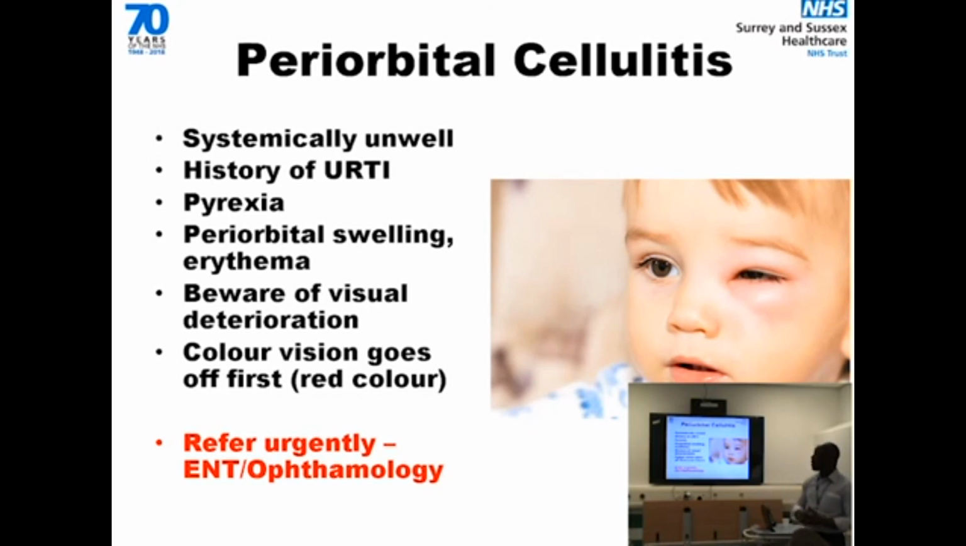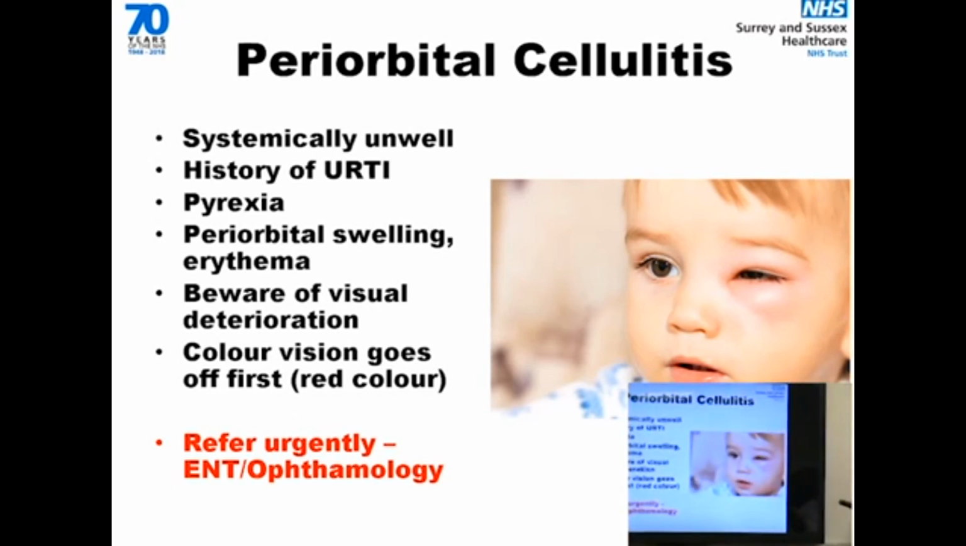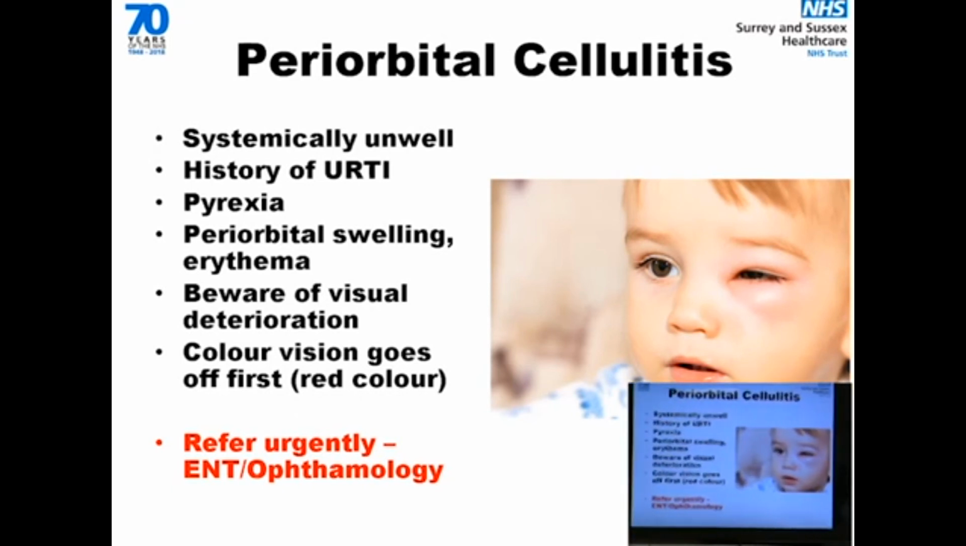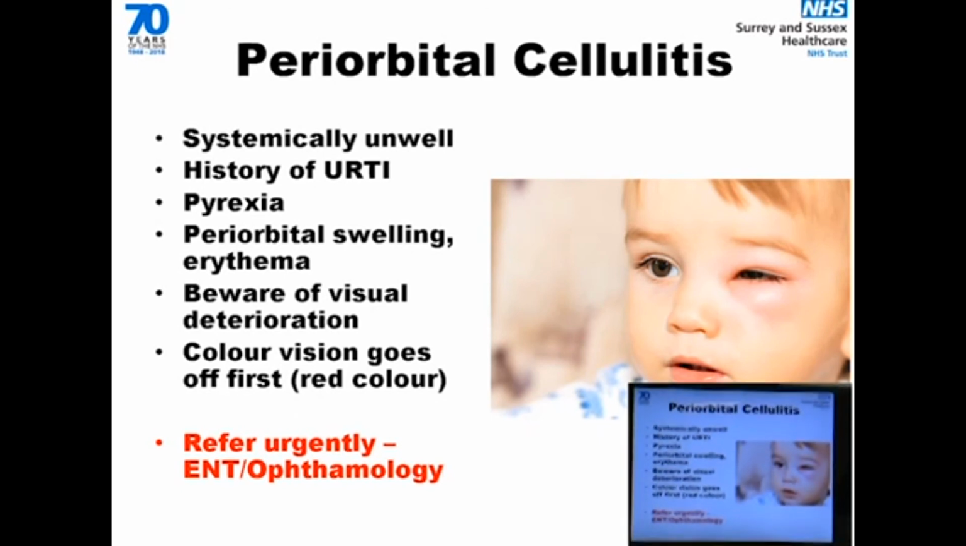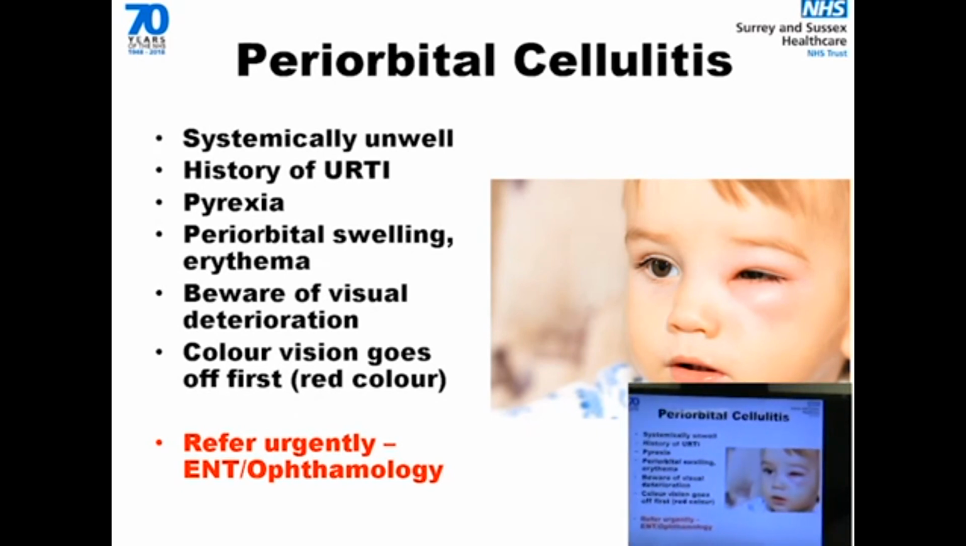So they turn out to be systemically unwell. There might be a history of a flu, upper respiratory tract infection, and it might be pyrexic. There's a periorbital swelling. As you can see in the picture, you see this lovely child with swelling around the eye. So this is a classical picture of what it looks like. And when you see a picture like this, just take a history and then you need to refer to ENT.